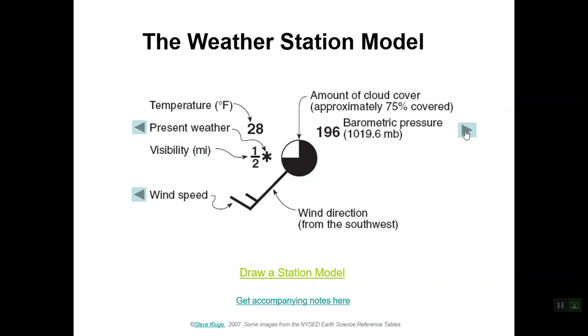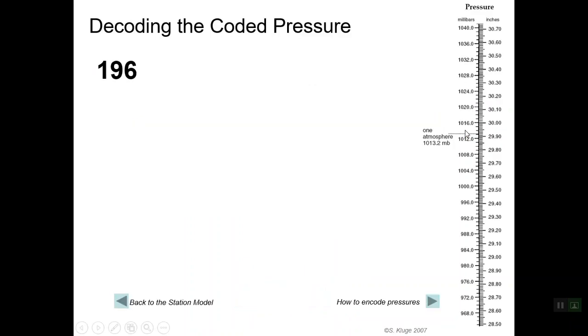This is where it gets real. You have to pay attention because barometric pressure gets decoded and encoded depending on whether or not you're putting it onto the station model or you're trying to get the barometric pressure off the station model. So let's take a look at how this works. All right, here we are with the barometric pressure.